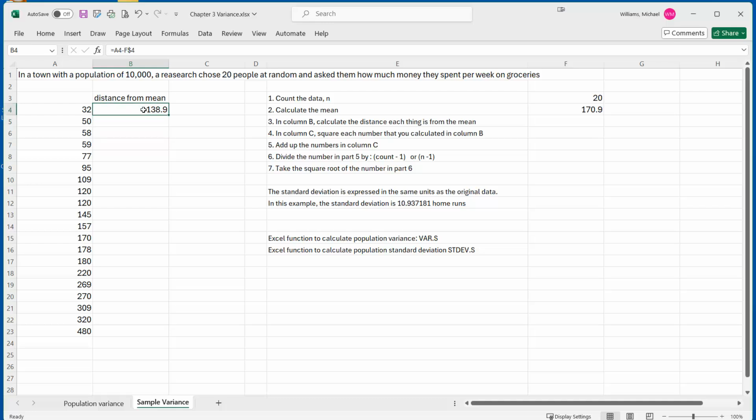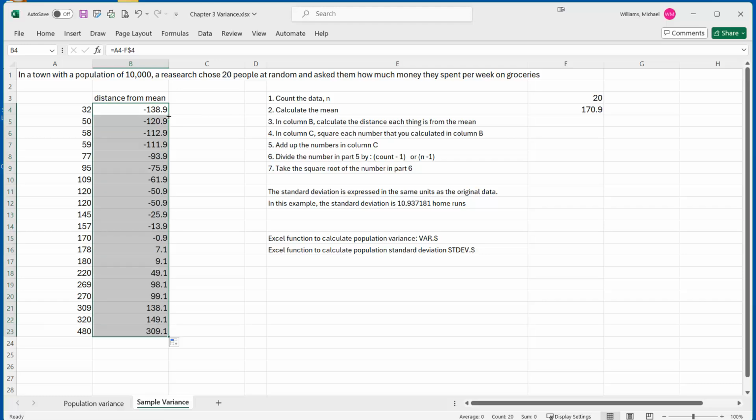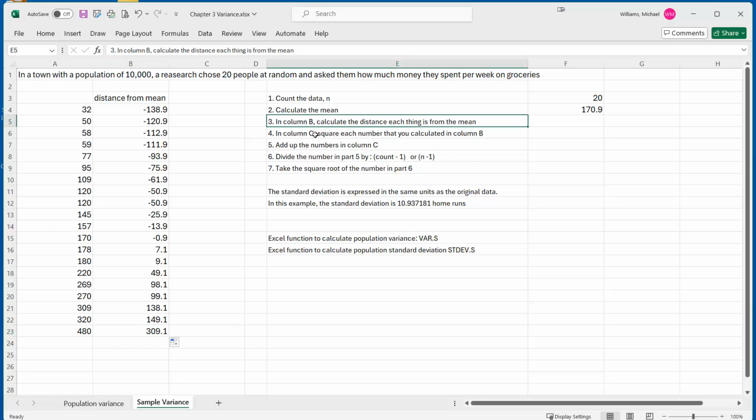Now to do the rest, we can do that shortcut. Hover over this little bottom right square until you get the powerful black cross. Double click. Right? So the ones that are less than the mean are negative. The ones that are above the mean are positive. This poor guy or family or whatever spent $300 more than the mean. So that's step 3. Step 4, square each number.